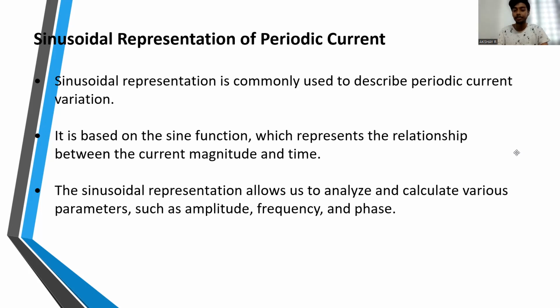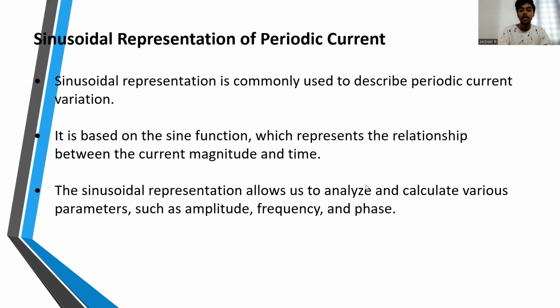Why do they say sinusoidal representation of periodic current? As the name itself says, the periodic current varies over a period of time, so it is sinusoidal. It is commonly used to describe periodic current variation, based on the sine function, which represents the relationship between current magnitude and time. It is used to analyze and calculate parameters such as amplitude, frequency, and phase. This is an important part I have mentioned here.